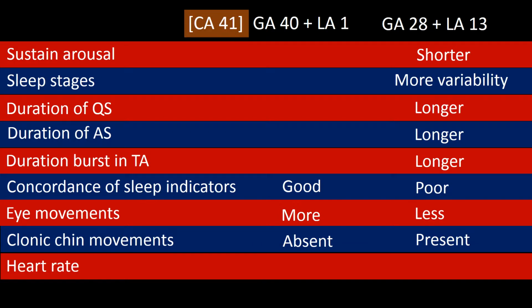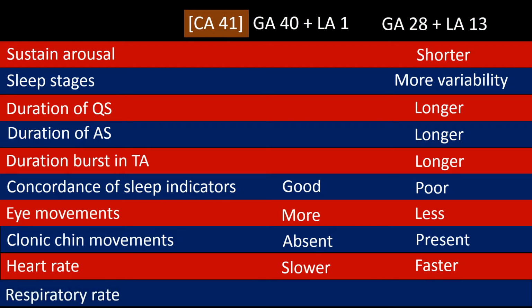Heart rate tends to be slower in babies born full term and faster in babies born preterm. Respiratory rate is lower in babies born full term and higher in babies born preterm.